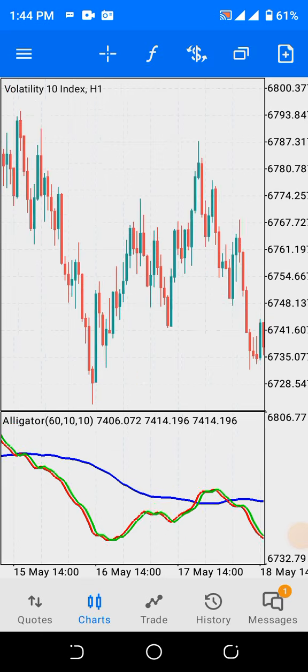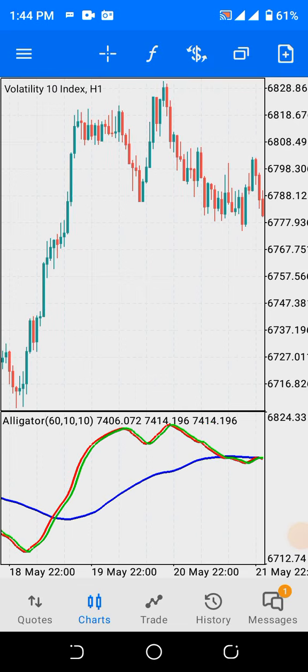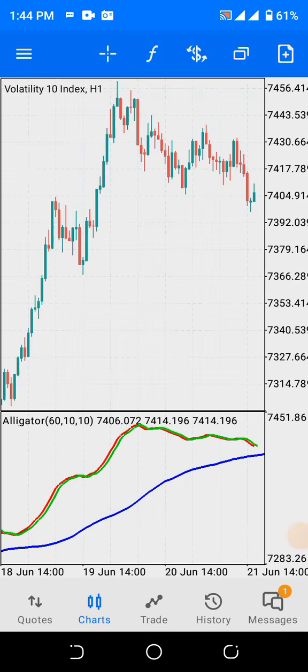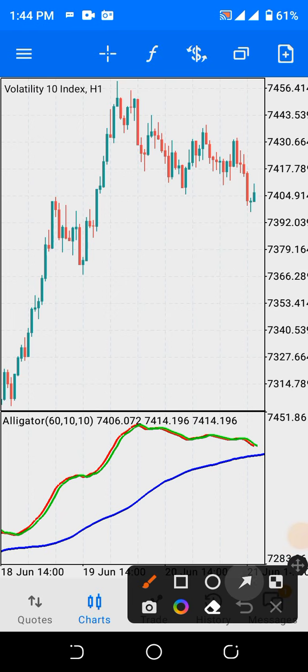All right, now let's proceed. So this is how we keep on making our buy entry and our sell entry. Now this is the current chart. This is where the market is right now, as you can see.